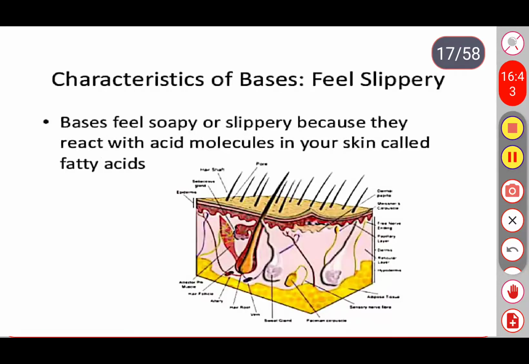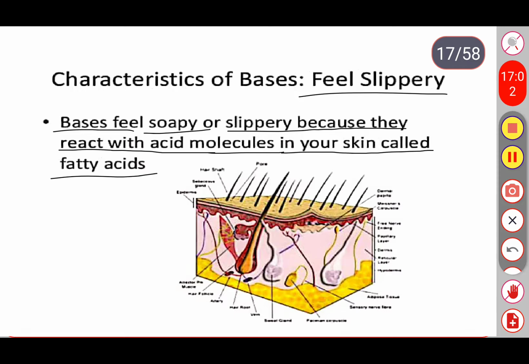Listen here. Bases feel soapy and slippery because they react with the acidic molecules in our skin called fatty acids. Our skin is made up of fatty acids, which belong to the acidic group, right? So when bases react with the fatty acids, it shows a special characteristic, that is, slippery. Soaps and shampoos are the best examples of bases.